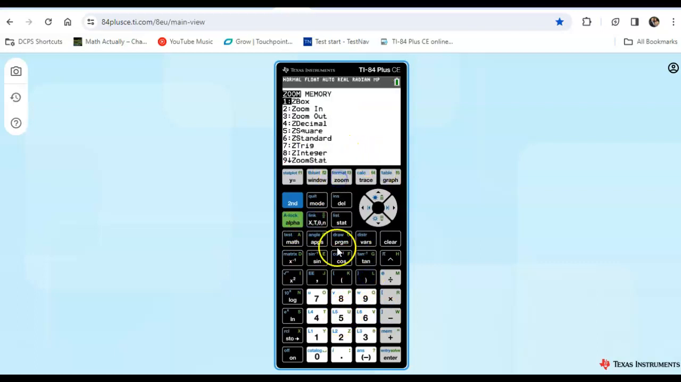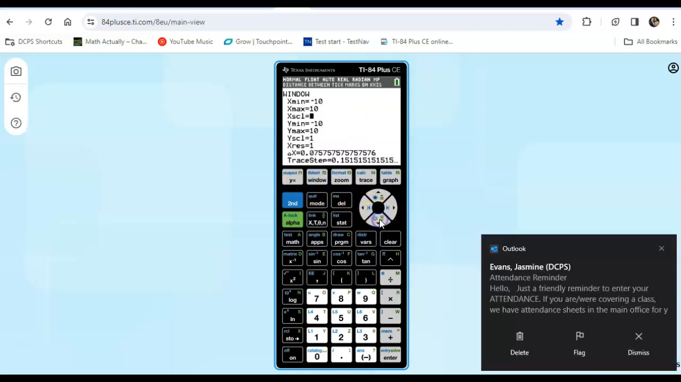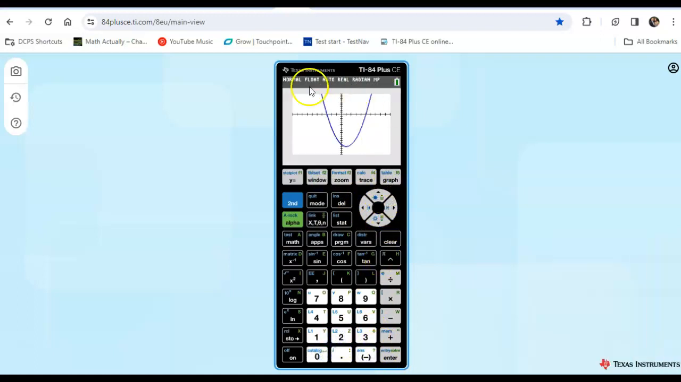Okay, now mine was already set up to an interesting window, so I'm going to change it to standard. And then it's still a little bit low here. So let's go ahead and do window, and let's change our y min to something lower, so negative 20. And let's see how that looks, graph. That's a lot better. So now I can see these more clearly.